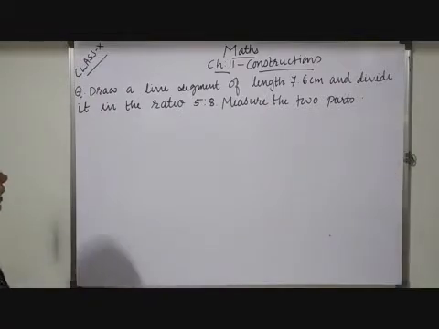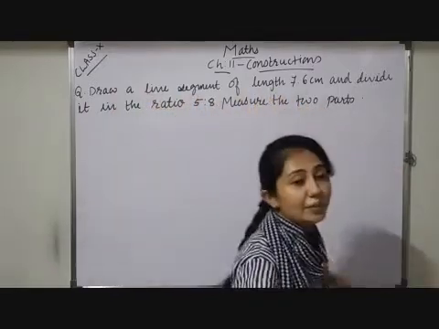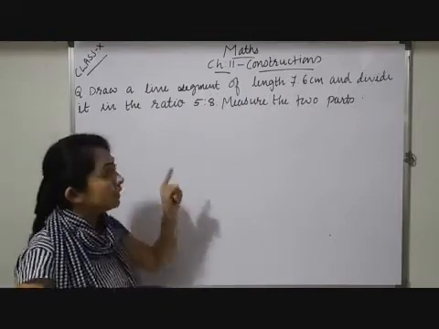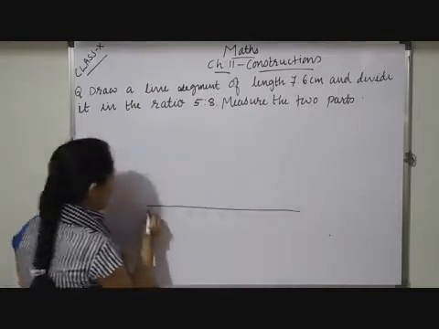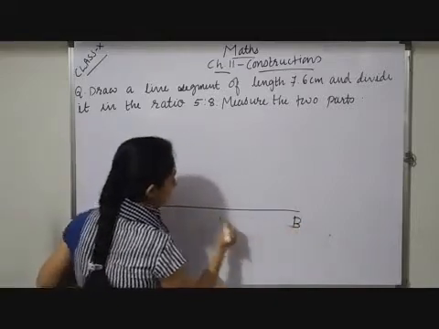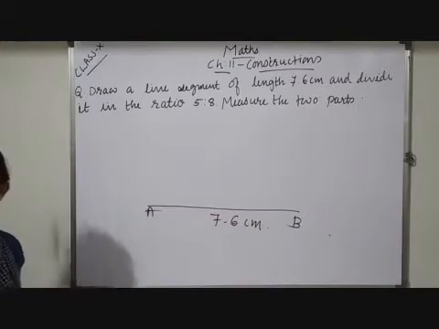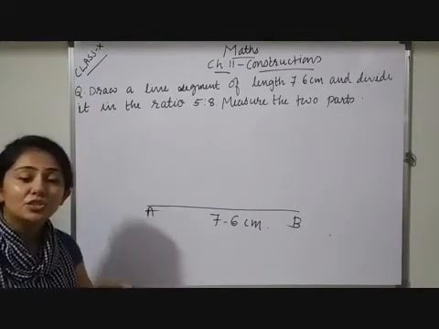Now, here a question is, draw a line segment of length 7.6 centimeter. So, what I will do here, using pencil and ruler, I will draw a segment AB of measurement 7.6 centimeter.